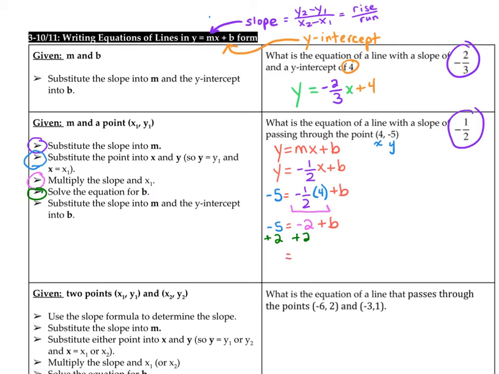And then you get negative 5 plus 2 is negative 3, and that is equal to b. So when you go to make your equation, y equals, we know that the slope is negative 1/2 times x, and now we know the y-intercept is minus 3.